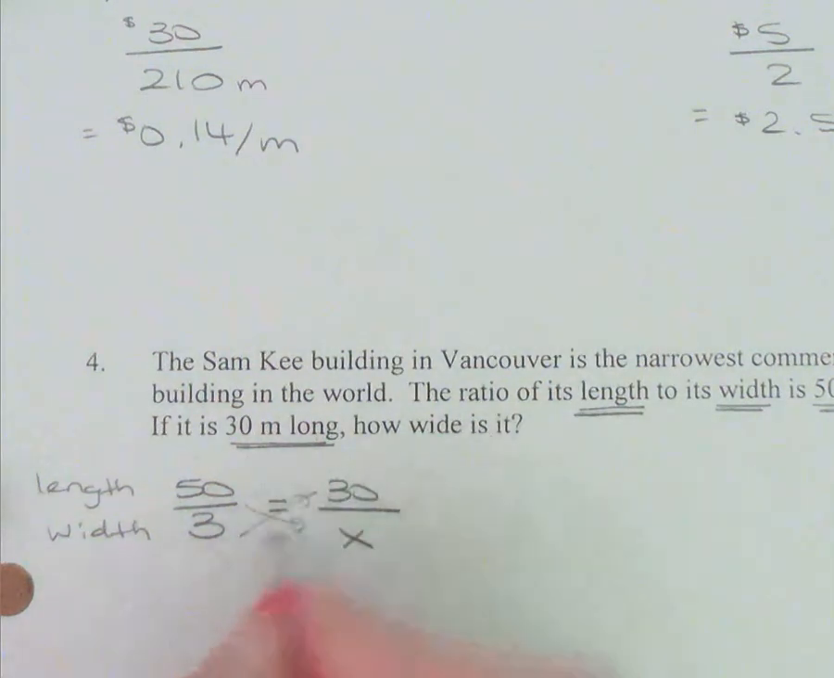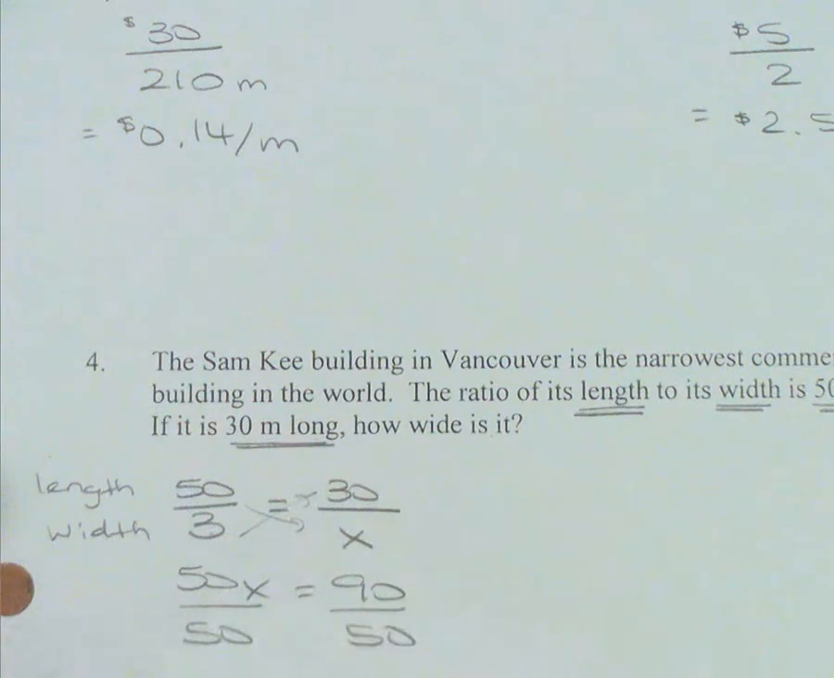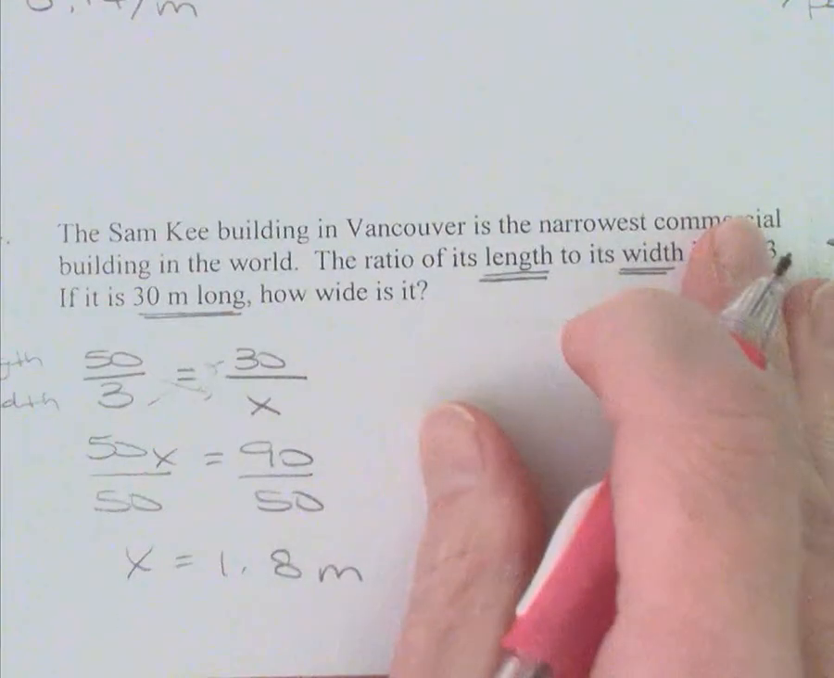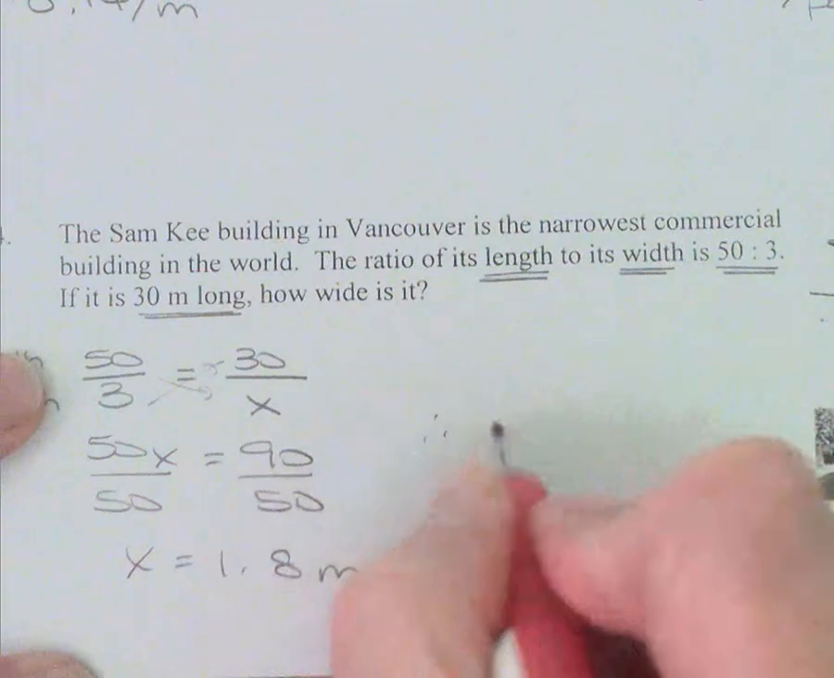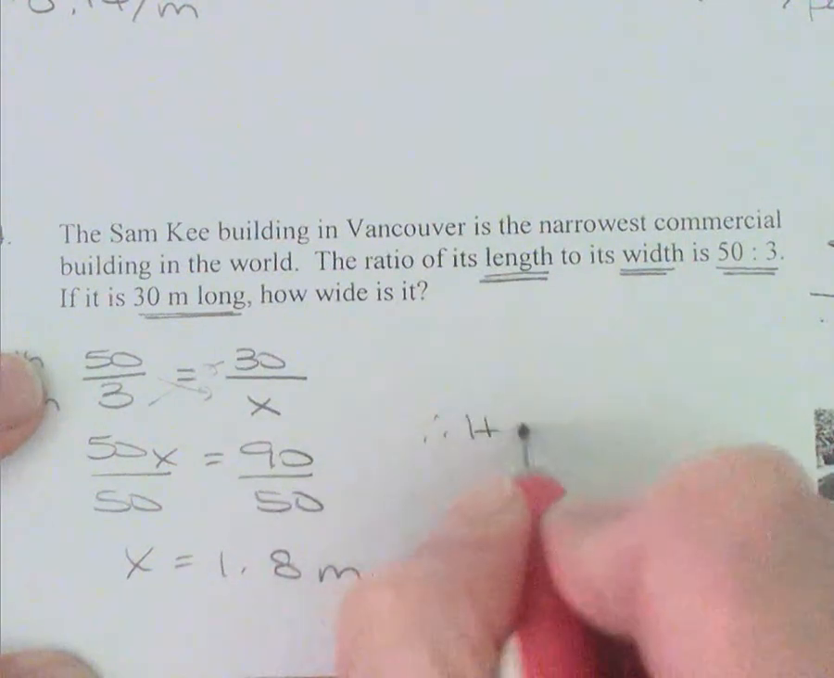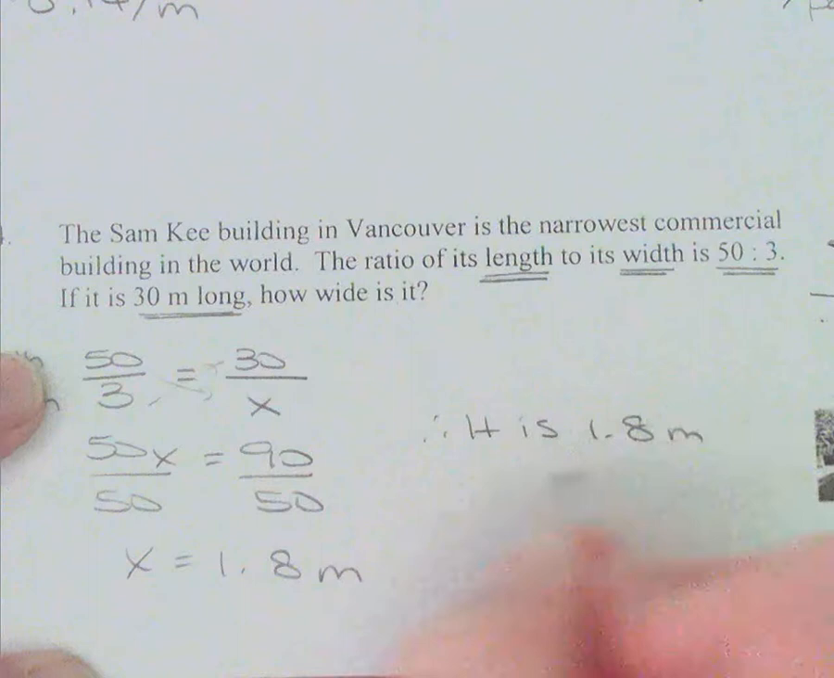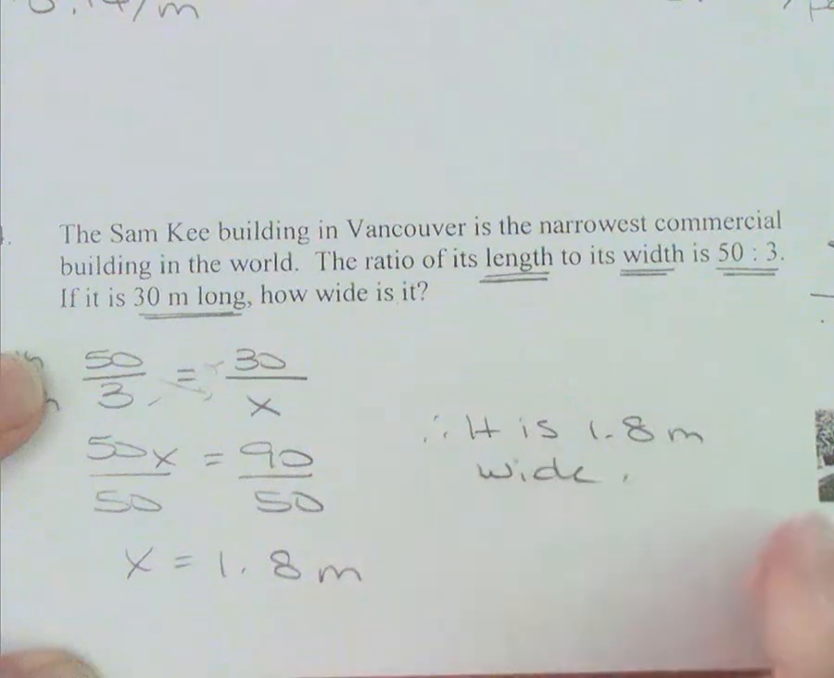So I'm going to cross multiply. So I get 50x, and I do 3 times 30, which is 90. I'm going to divide both sides by 50, so I can divide 90 by 50, because these will cancel out and give me 1x, and it'll give me 1.8 meters wide. So I can say, therefore, it is 1.8 meters wide.